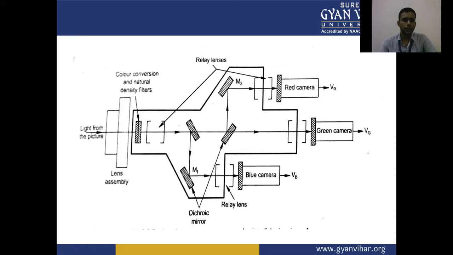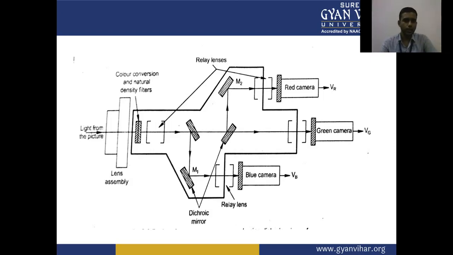This is the diagram showing how the light from the picture comes in, and this light is converted into the three primary colors, that is red, green, and blue. A special type of mirror, the dichroic mirror, splits the light, and it is converted into the three primary colors.